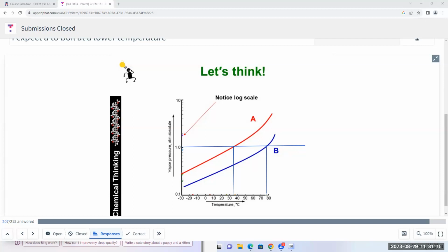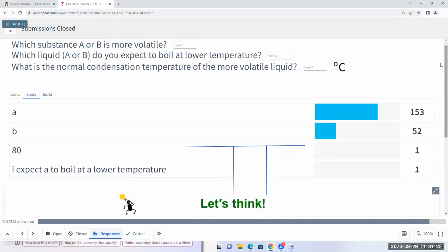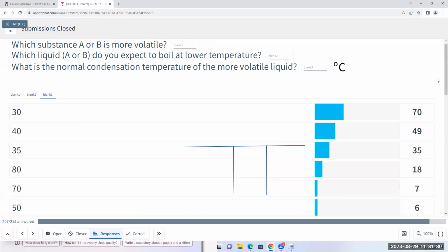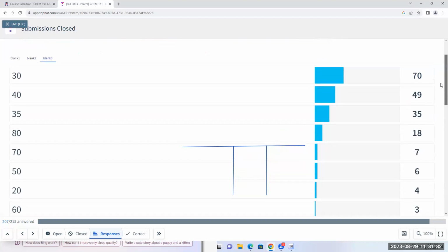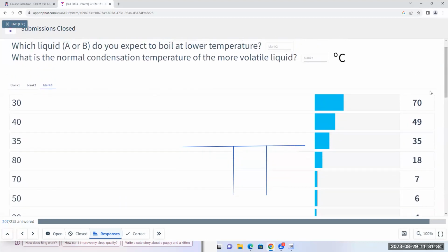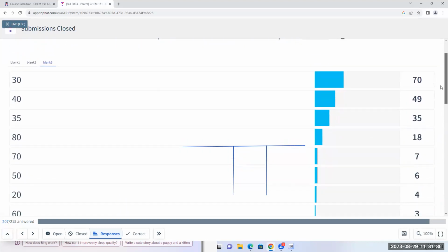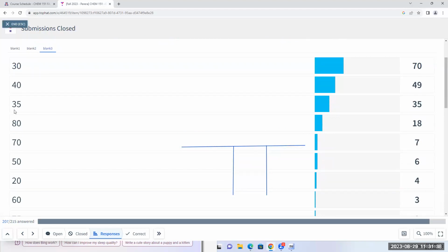All right. Now, with that, let's do the last question. We spent a bit too much time there, but it's okay. The last question is, what is the normal condensation temperature of the more volatile liquid? So here's what we have. This is the answer, right? Most of us are saying around 30, 40, and then we have 35.